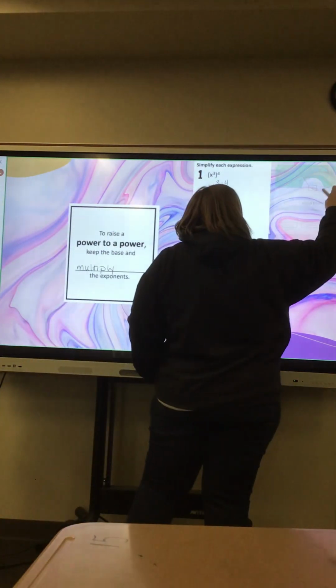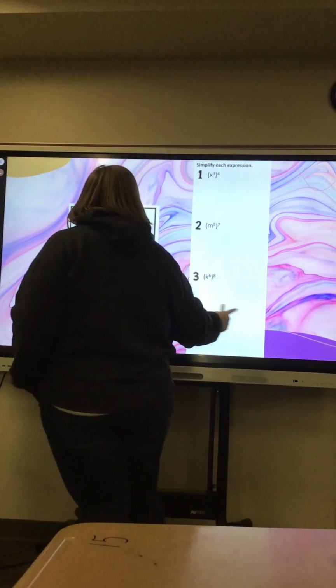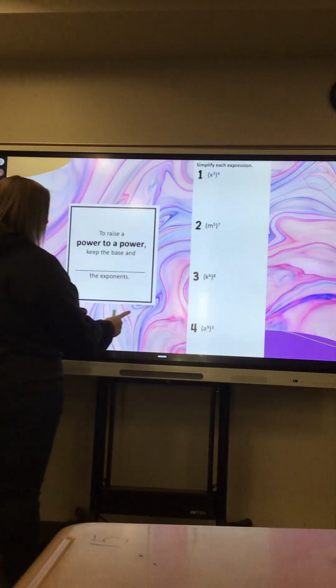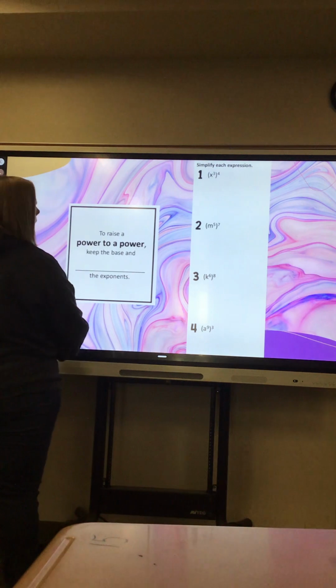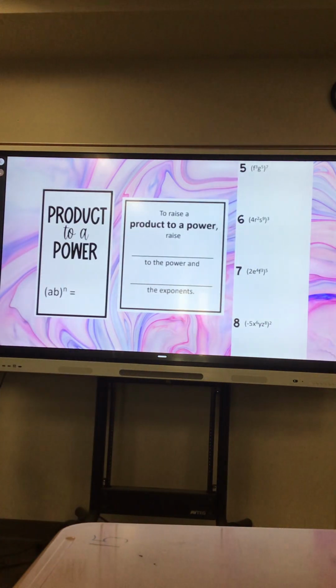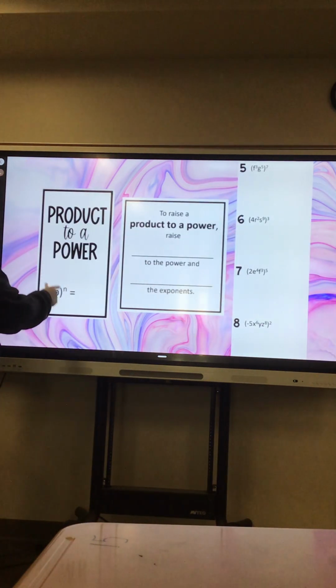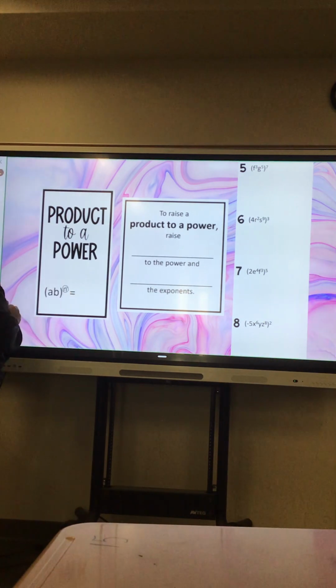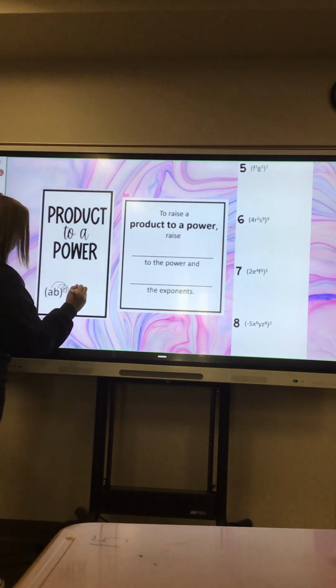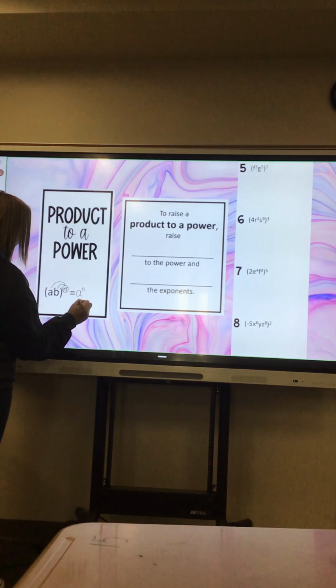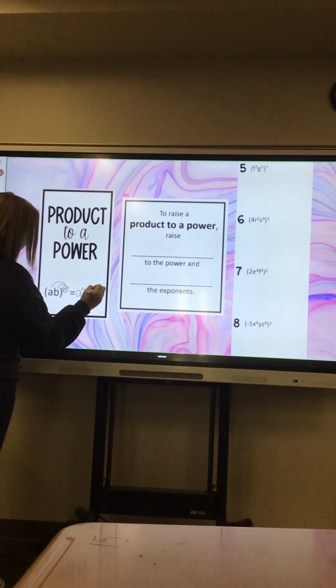Now sometimes we have more going on. Like a product to a power, where I have more than one thing inside my parentheses, and that's okay. When that happens, I have to take the exponent that's outside and distribute it to everything inside. So this n is given to the a and to the b. So this is a to the n, b to the n.